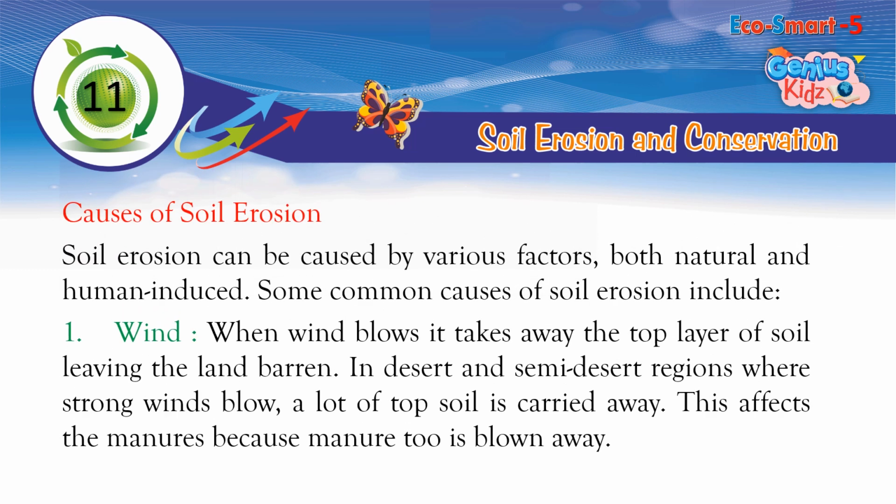Causes of soil erosion. Soil erosion can be caused by various factors, both natural and human-induced. Some common causes of soil erosion include: 1. Wind. When wind blows, it takes away the top layer of soil, leaving the land barren. In desert and semi-desert regions where strong winds blow, a lot of topsoil is carried away. This affects the manures because manure too is blown away.